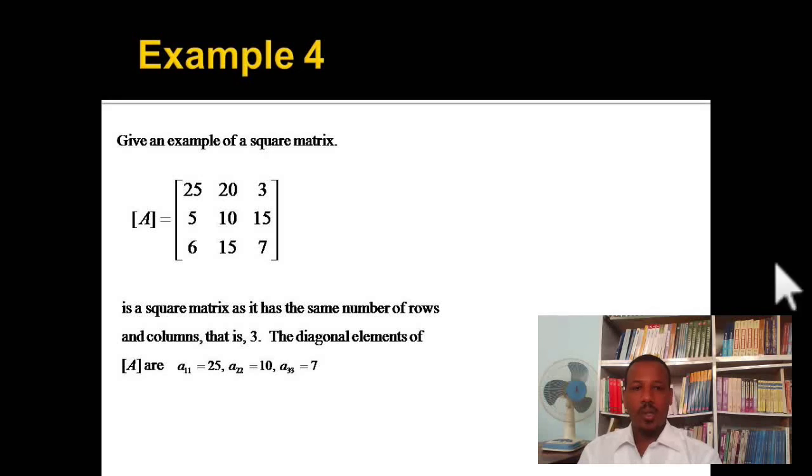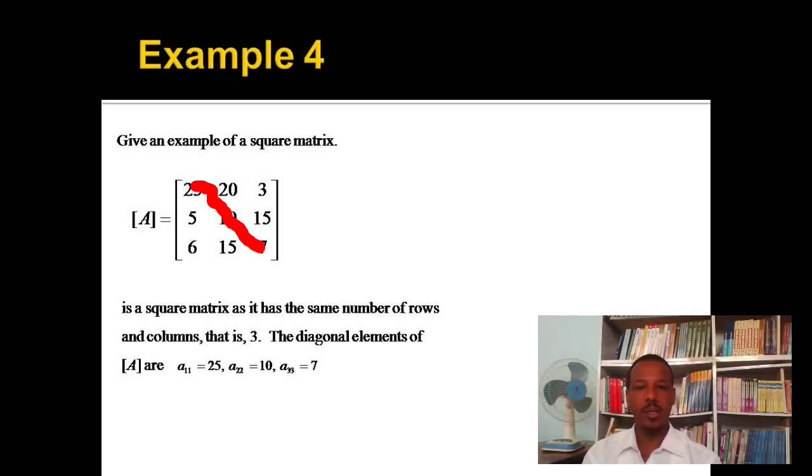Again, let's see the main diagonal of a given matrix. The main diagonal of a given matrix is a diagonal drawn from the left upper corner of the matrix, that is from this one, to the right bottom of the matrix. This one is said to be the main diagonal of the matrix. So the main diagonal of a matrix is the diagonal drawn from the left upper corner to the right bottom corner.